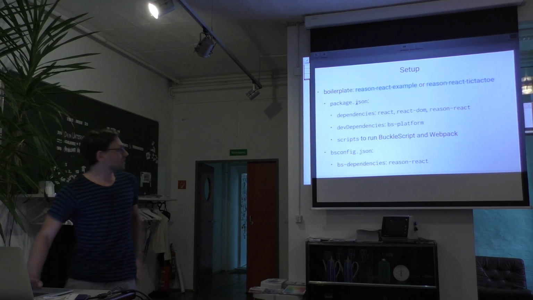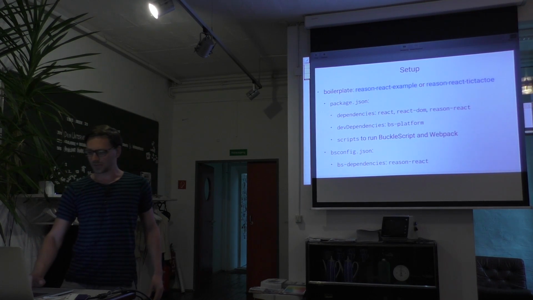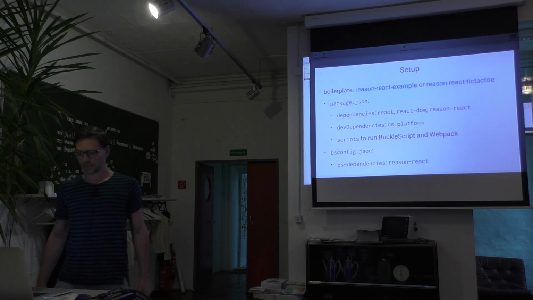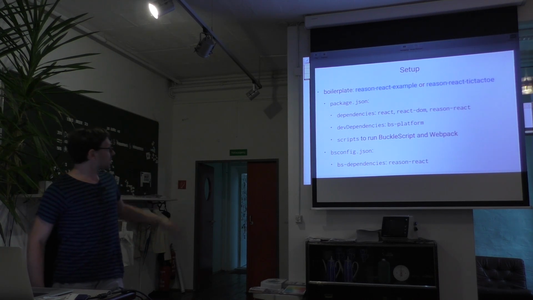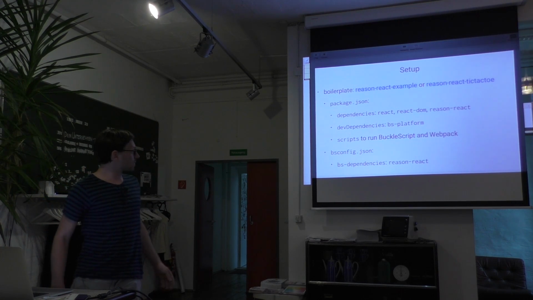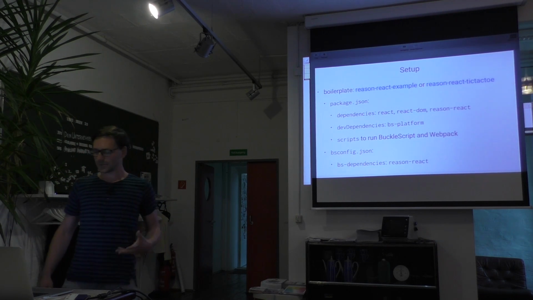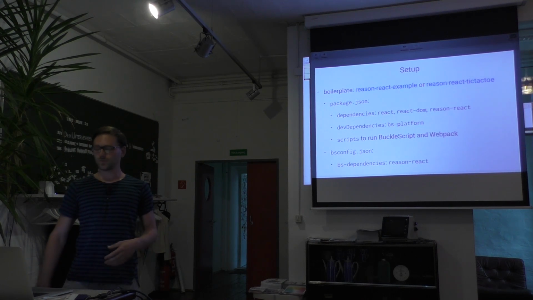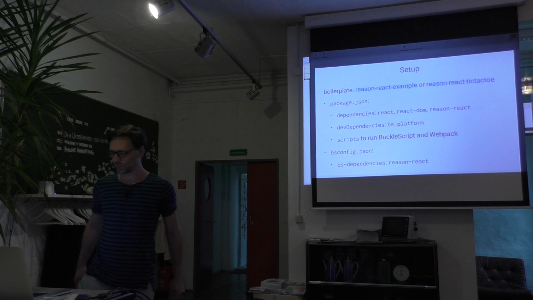In the package JSON, you define your dependencies as usual. So there's React, React DOM, and then this new thing called Reason React. And then there's one interesting thing in the dev dependencies that's called BS platform, the BuckleScript platform, and that's basically where all the magic happens. This includes your Reason compiler and everything you need to get going.